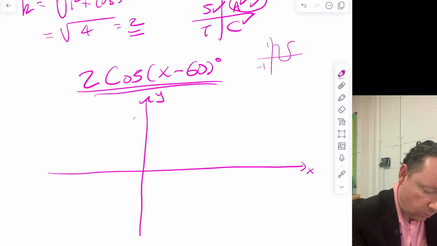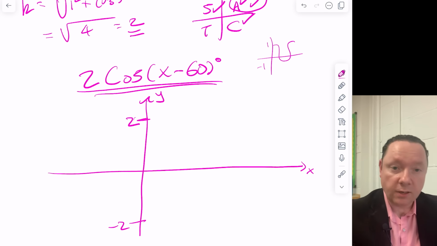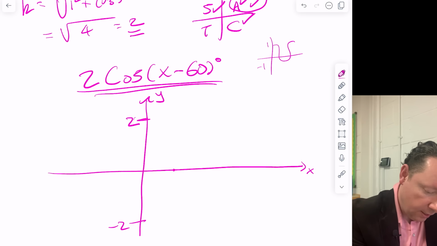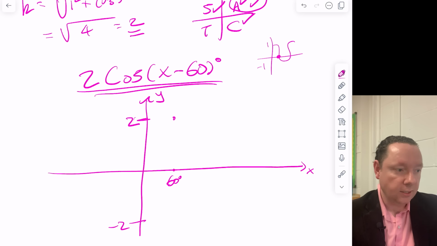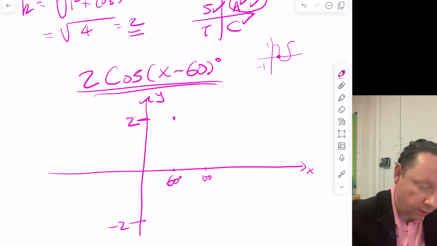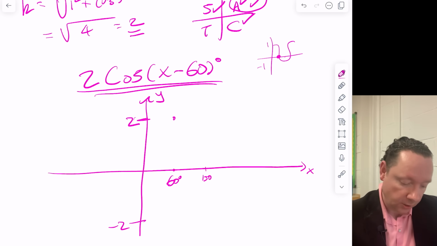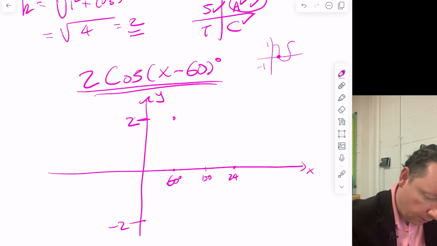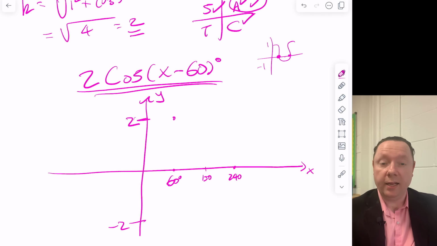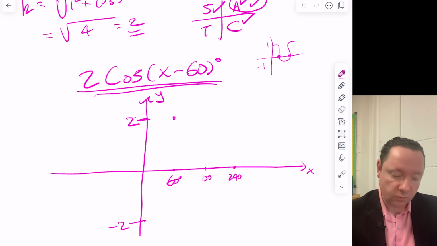and minus 1, but this one goes to 2 and minus 2. And it's shifted to the right by 60. So if we're shifting to the right by 60, its starting position here is 60 degrees. And then usually here we're at 90, so we do 90 plus 60 is 150. And then usually here we are at 180, so we do 180 plus 60 is 240. And then usually when we come back up, we are at 270, so we do 270 plus 60, which is 330.